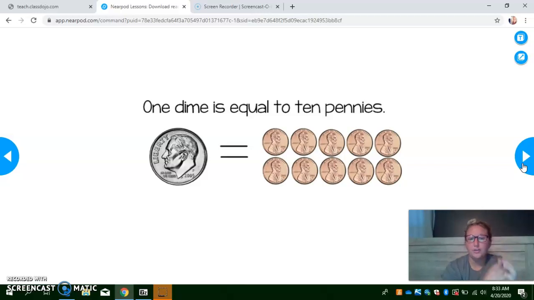And here's just a good visual. 1 dime is equal to 10 pennies.